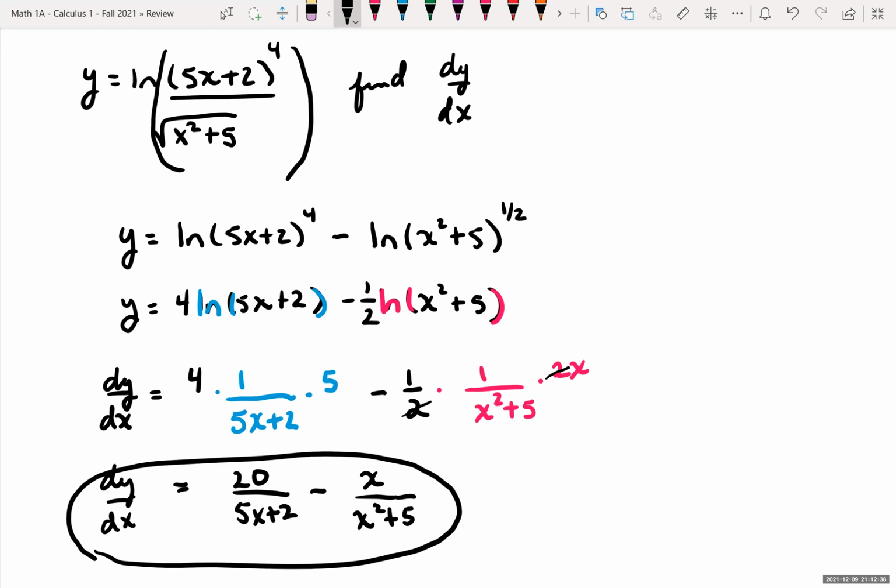So using properties of logs a lot of times can be really beneficial to rewrite it and then take the derivative. And there were times where we had an ugly function that we were taking the derivative of, where we might take the natural log of both sides so that we could rewrite it and make it simpler.